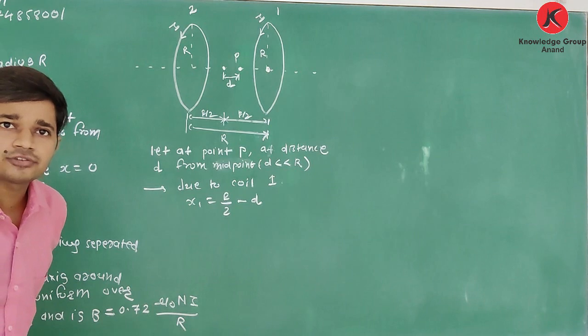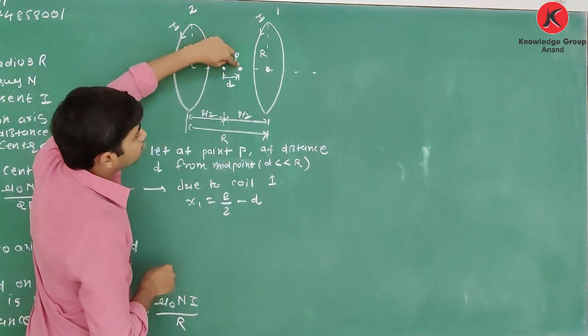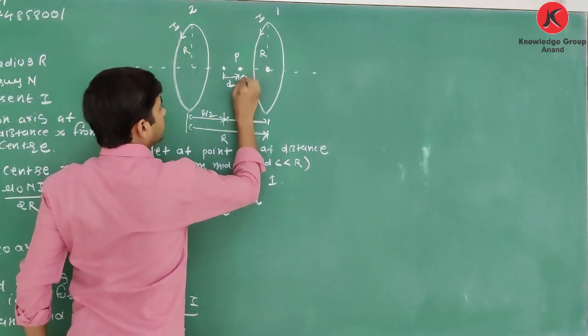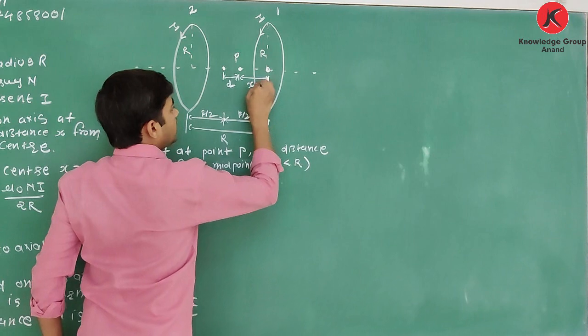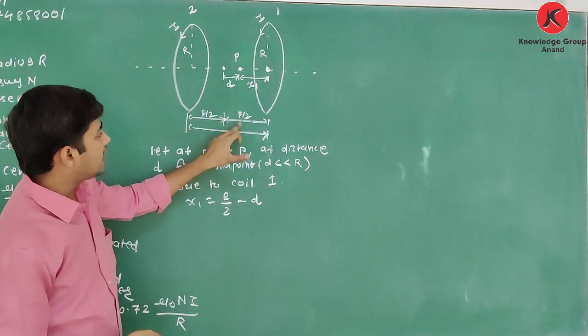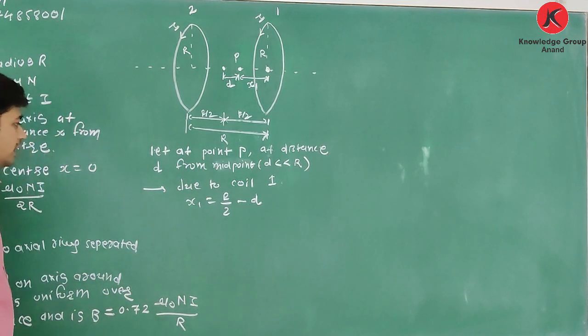Any doubt about this? Again, we want to find the magnetic field at this point. So what is the distance? Here it is. This distance is called x1. So what is x1? r/2 minus d. Clear about this? Now put it in the equation.